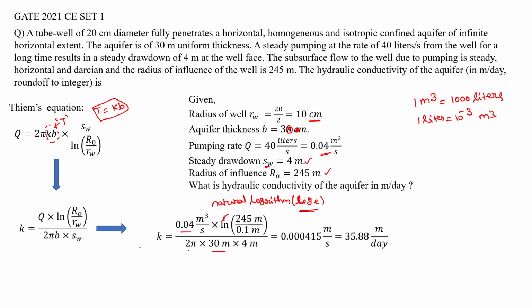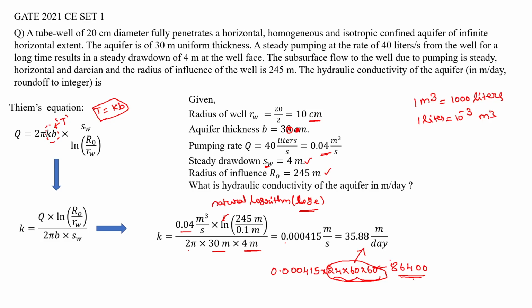divided by 2 into pi into the width of aquifer B, how much? 30 meter into SW 4 meters. So we get a value of 0.000415 meter per second. But they have asked to calculate in meter per day. So how do you do it? Multiply by 24 into 60 into 60. By doing that, you will get this particular value. Remember 24 into 60 into 60 is 86400, which you can always remember.